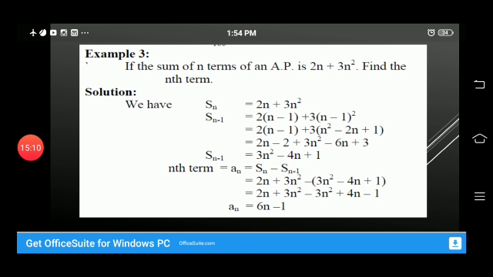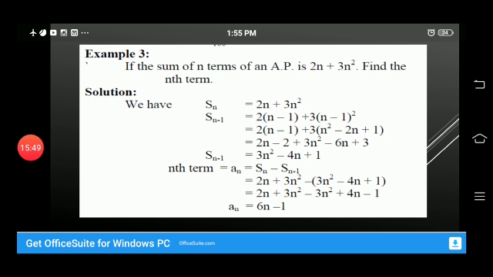If the sum of n terms of an arithmetic progression is 2n plus 3n square, find the nth term. So it is asking for the nth term when we have the sum. They have given that Sn is equal to 2n plus 3n square. So we can form the series. How? If it is the nth term, then we can find the previous term by putting n minus 1 in replacement of n. So 2(n minus 1) plus 3(n minus 1) square. By simplifying it, we get 3n square minus 4n plus 1.